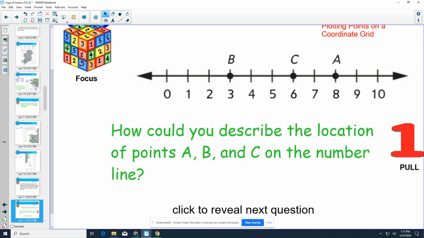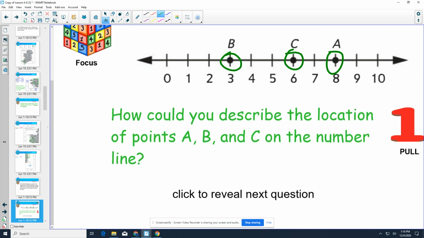How could you describe the location of points A, B, and C on the number line? So just kind of like we said, we could say that point B is 3, C is 6, and A is 8. We can also say that C is 3 ahead of B. We could say that A is 2 ahead of C. We could say that A is 5 ahead of B. So there's lots of different things we could say there to describe the locations.